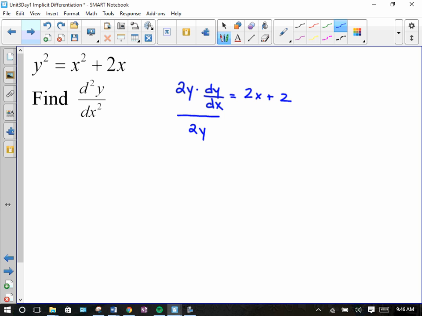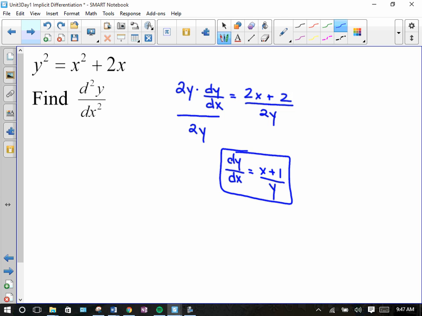y dy/dx is equal to, these twos all cancel out, so it's x plus 1. That's dy/dx. I'm going to circle that just so I know where it is. Now, we don't want dy/dx, we want the second derivative, the derivative of dy/dx. So we have to take the derivative of both sides.